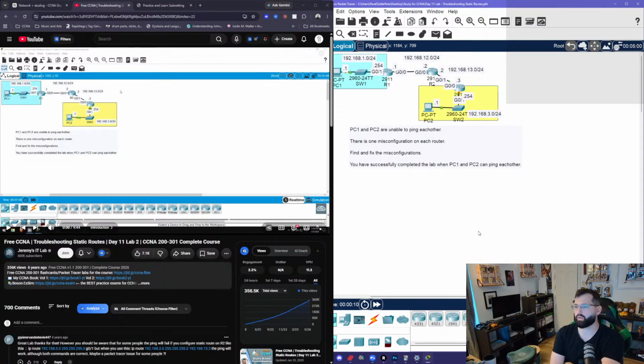Okay, so PC1 and PC2 are unable to ping each other. There's one misconfiguration on each router. Find and fix the misconfiguration. You have successfully completed the lab when PC1 and PC2 can ping each other.